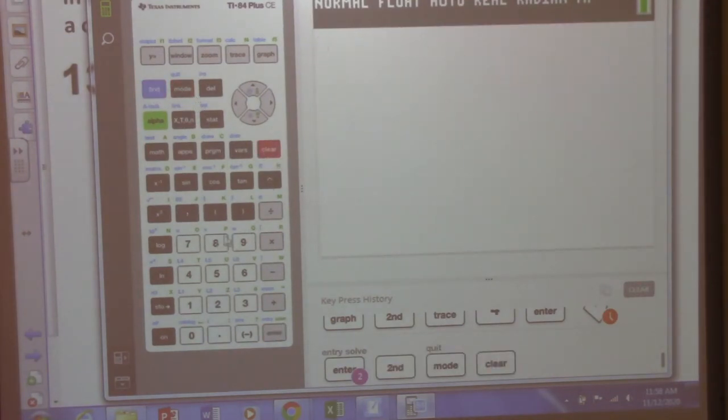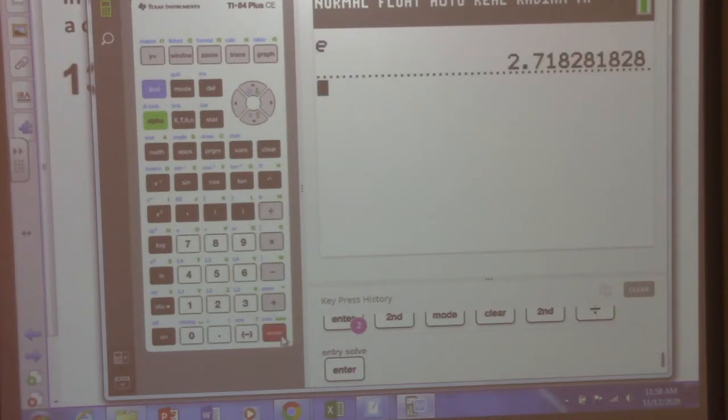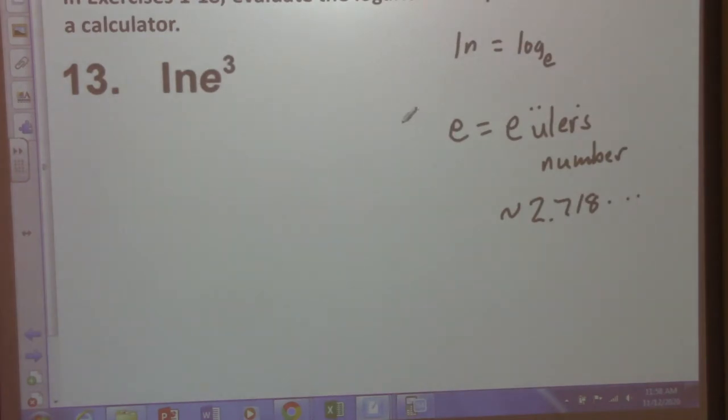It's this thing right here. If you go to second, you have E, and you press enter, you get this. That's where you find it on your calculator. It has special properties that are very helpful in finance and in calculus. We're actually going to use this number in this chapter to do continuous compounding. So that's something to look forward to.